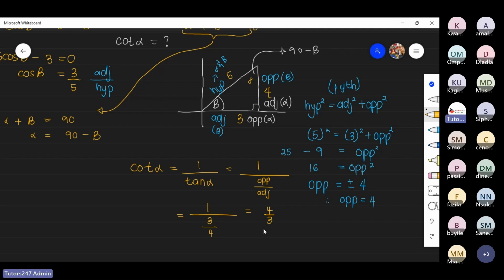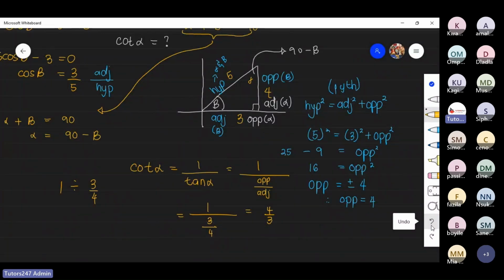Okay, so if you don't want to put it into a calculator, if you want to try and remember how to use division, it's just 1 divided by 3 over 4. And you swap this, so it becomes 1 times 4 over 3, which becomes 4 over 3. Okay, so that's an alternative method that you can use if you don't have access to a calculator or if you don't want to use your calculator. Okay, so our answer of cot alpha is 4 over 3.